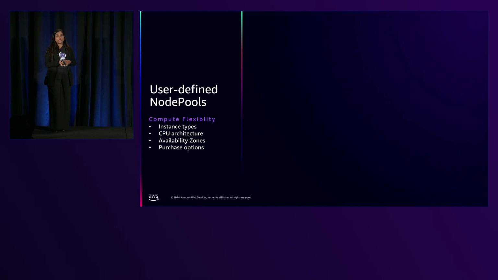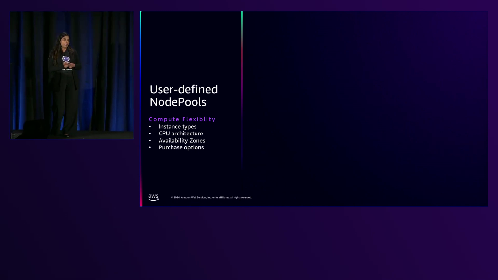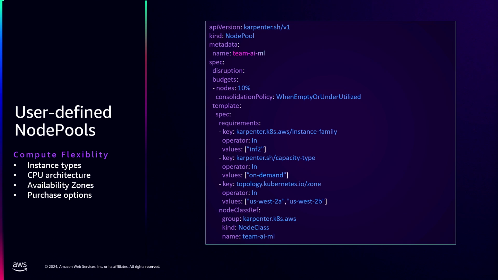One important distinction here: the general purpose node pool and the system node pools are non-editable. Even if you go ahead and edit those, we are immediately going to reconcile it back to the defaults that we provide. As an example here, I am creating a separate node pool for my AI/ML team.